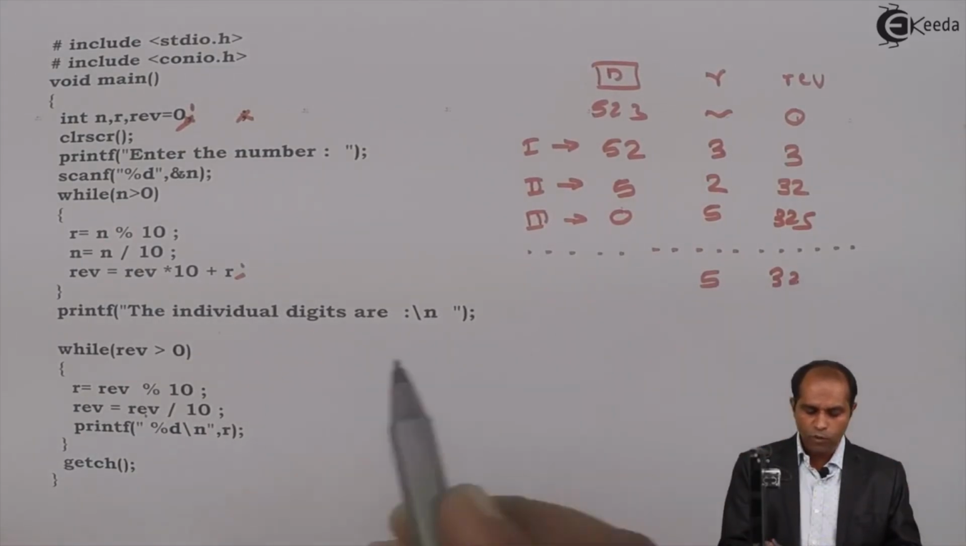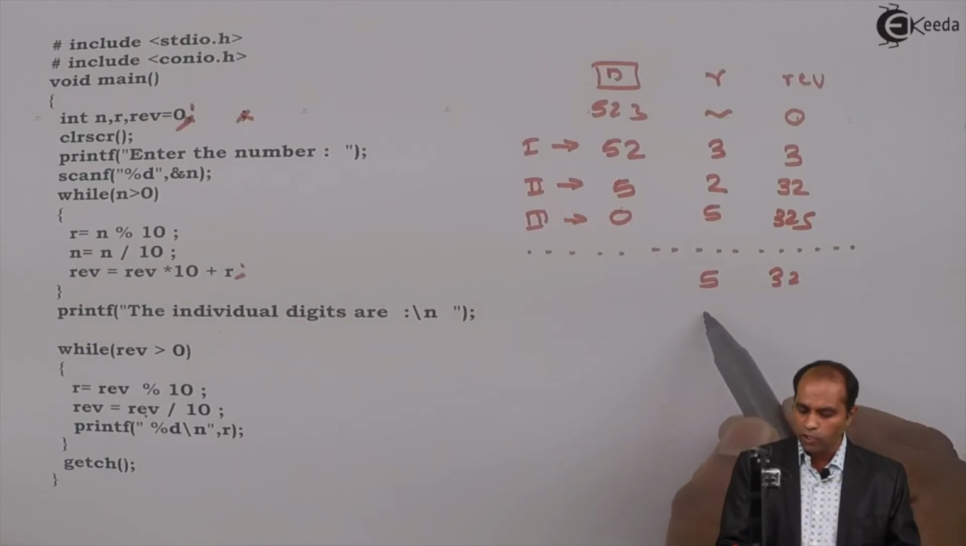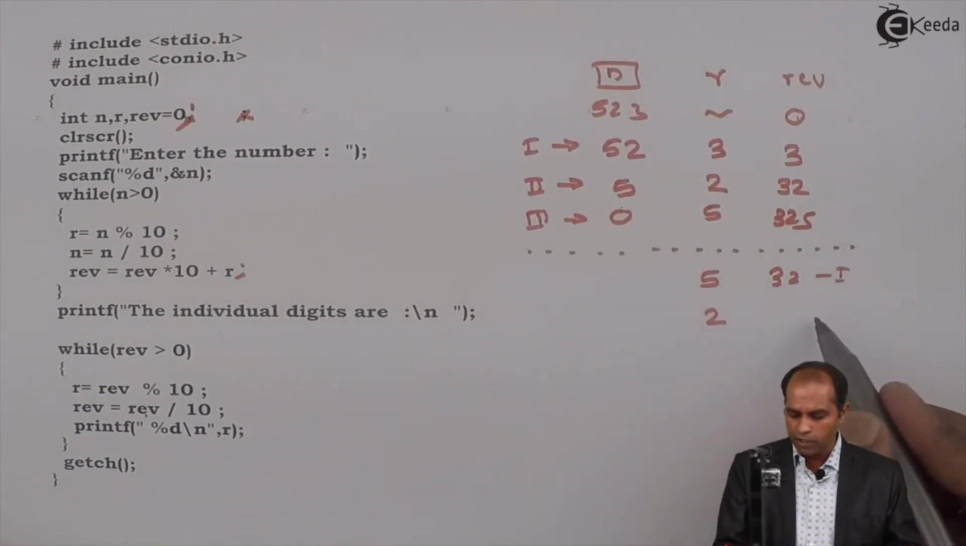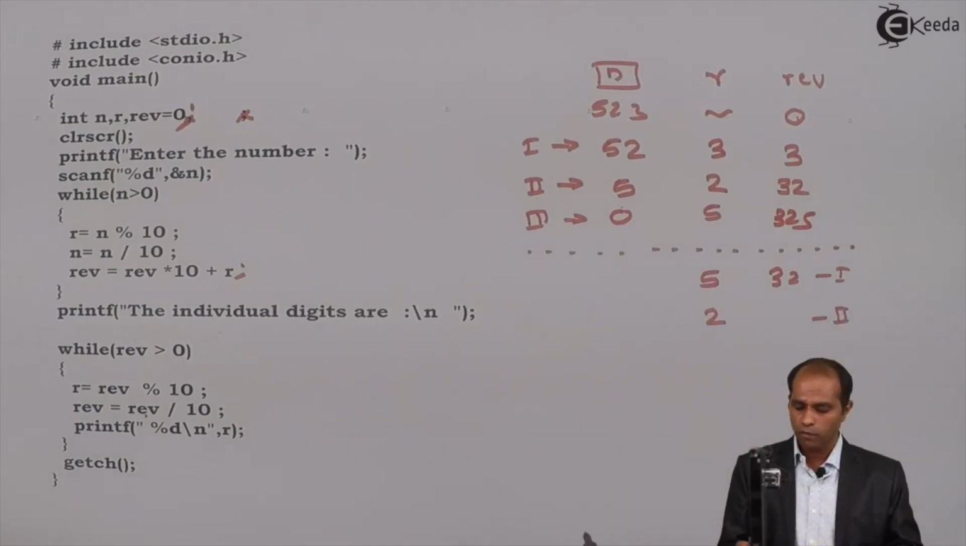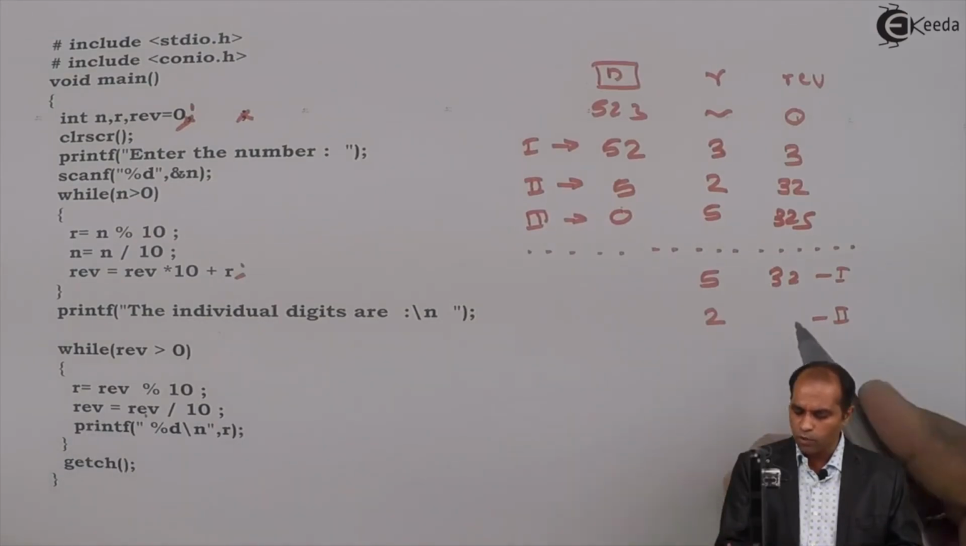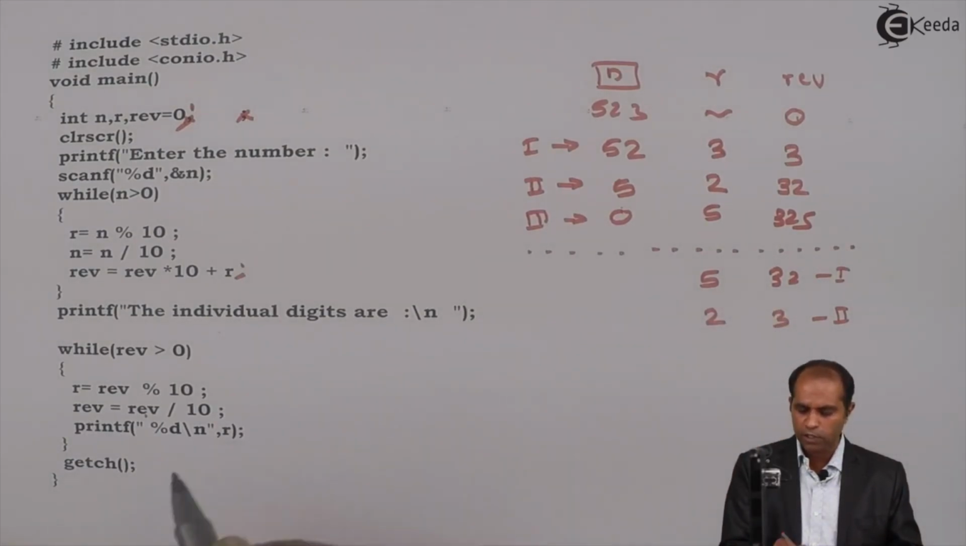Go back. 32 greater than 0, true. 32 mod 10 is what? 2. Now this is for the first time. 32 is greater than 0, true, so the second execution will start. So 32 divided by 10 is 3. That will be stored into rev. Display the particular 2, that is the value of r.